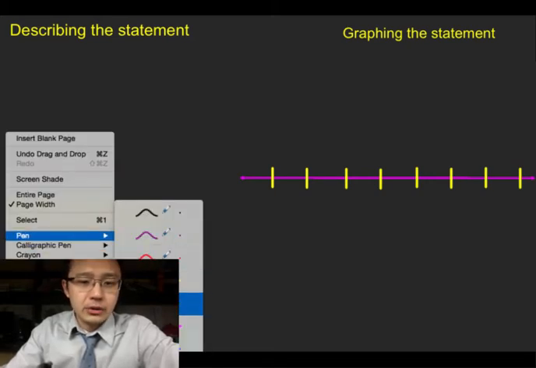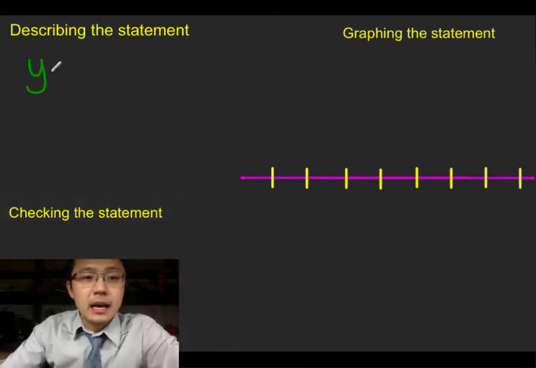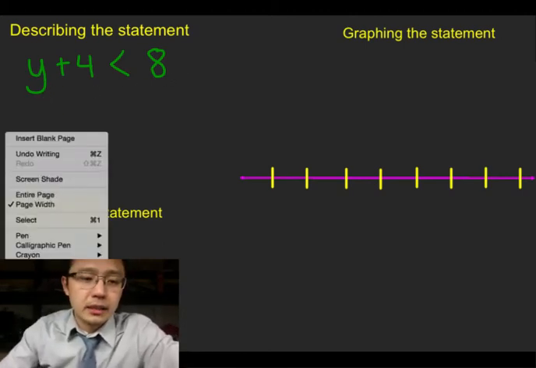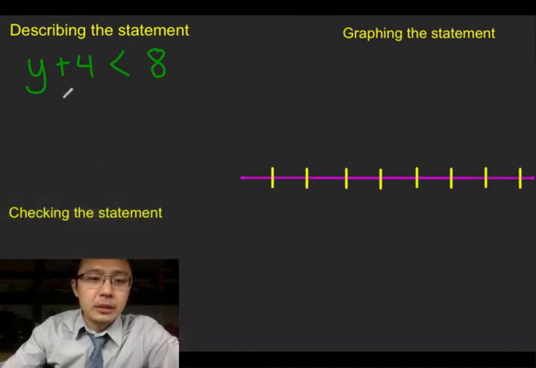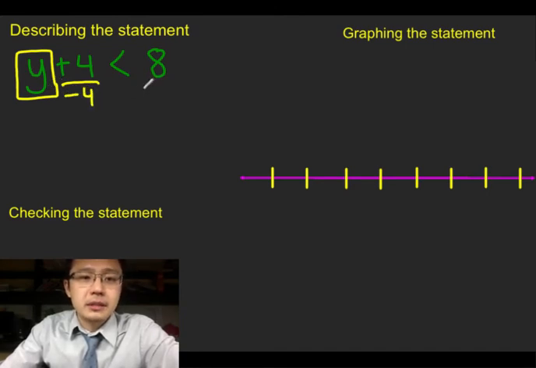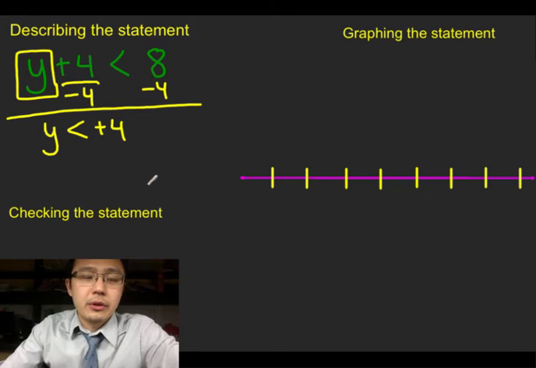Let's try the question y plus 4 is less than 8. You're going to solve for y, just like solving equations. Your main objective is to isolate the variable by itself. Right now it's not by itself because it has a plus 4 with it. So I need to get rid of this 4. I subtract 4 from both sides. Then y is less than positive 4, because 8 subtract 4 is positive 4.